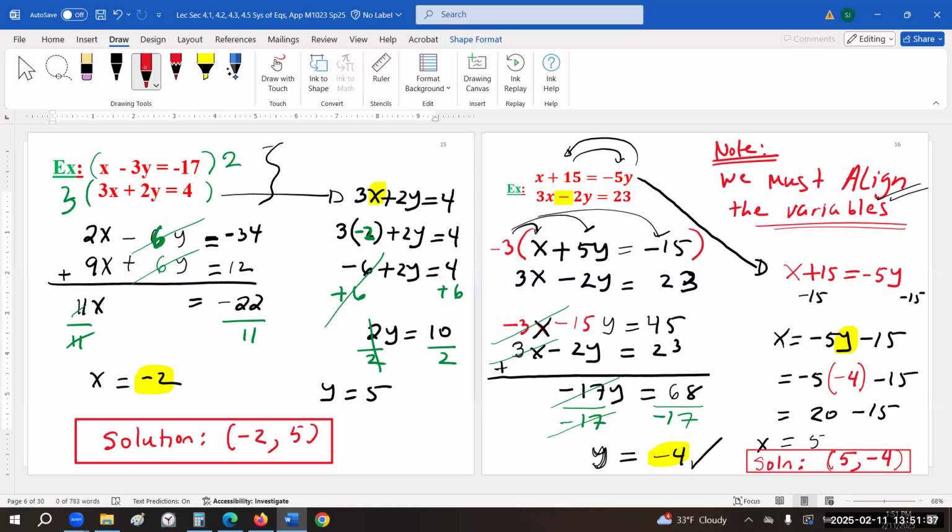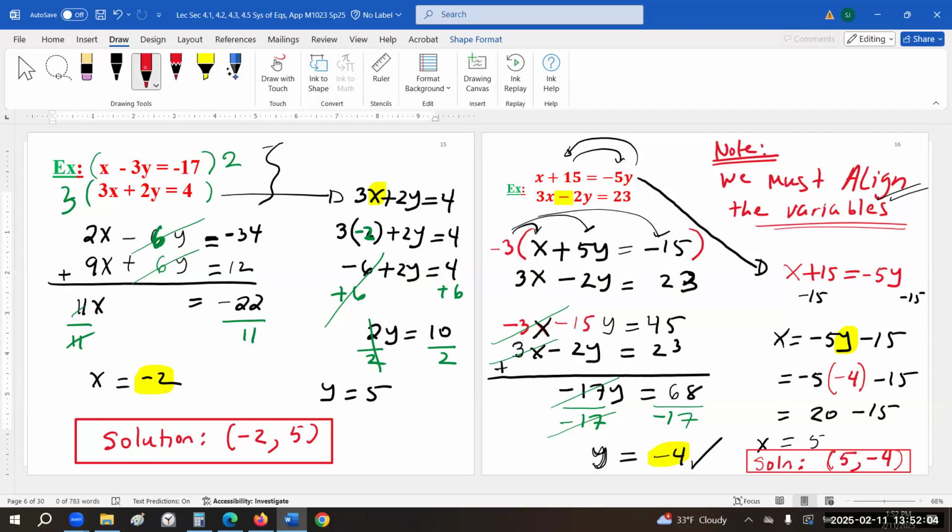So the first equation is x plus 15 equals negative 5y. And we have to solve for x anyway, right? So I just subtracted 15 from both sides before substitution. So you subtract 15 from both sides, plus 15 minus 15 cancel out. We get x equals negative 5y minus 15. So you would use that.